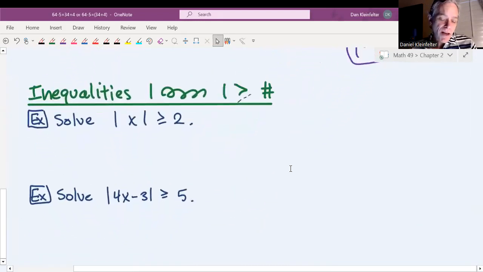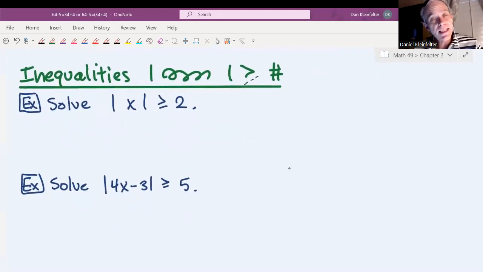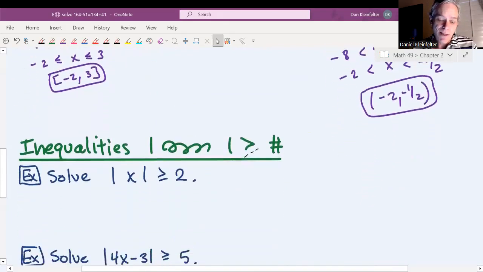Okay, we're almost there. We have just one more type of thing to consider. This time, it will be absolute value greater or greater than or equal to some number. So before, when I said there were two kinds, it's not based on whether or not there's the or equal to or not. The two kinds are, is it absolute value greater or absolute value less? Absolute value less, we just did those. They turn into three-part inequalities.